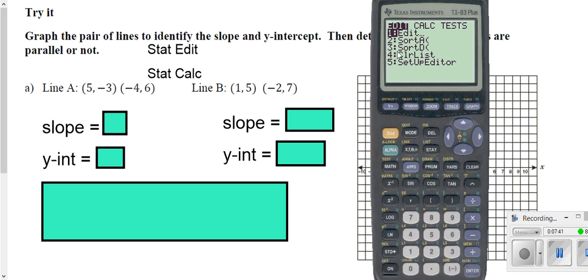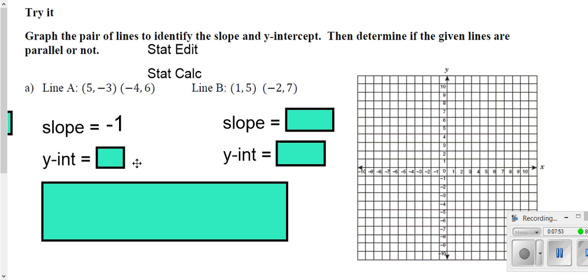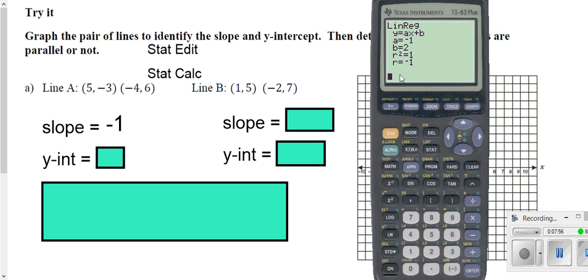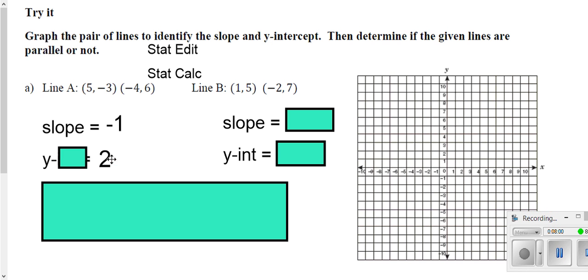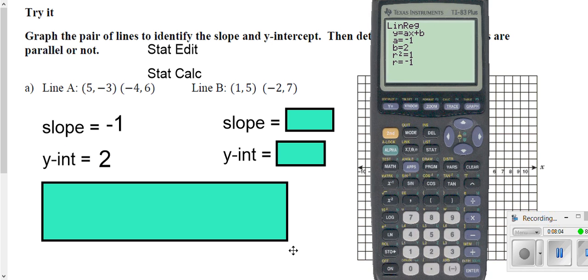We'll go ahead and stat calc now. Stat, go over to the right to calculate, and it's number 4, linear regression. Hit enter. And now I can see my A, the slope is negative 1 for this line. And the y-intercept B is 2.